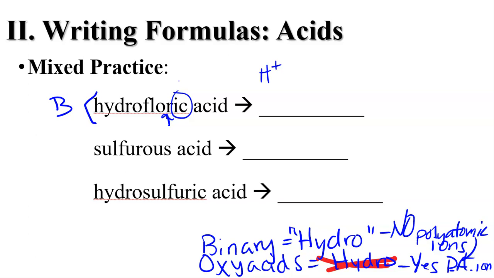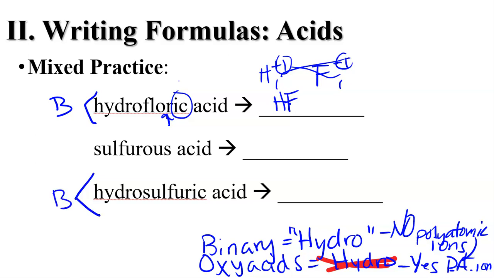Okay, so this is actually fluoride. And fluoride is in group 17, so it has a charge of -1. Crisscross my ones, 1 and 1, reduce and erase, so that's HF, hydrofluoric acid. All right, let's look at this bottom one too, because it's also binary.